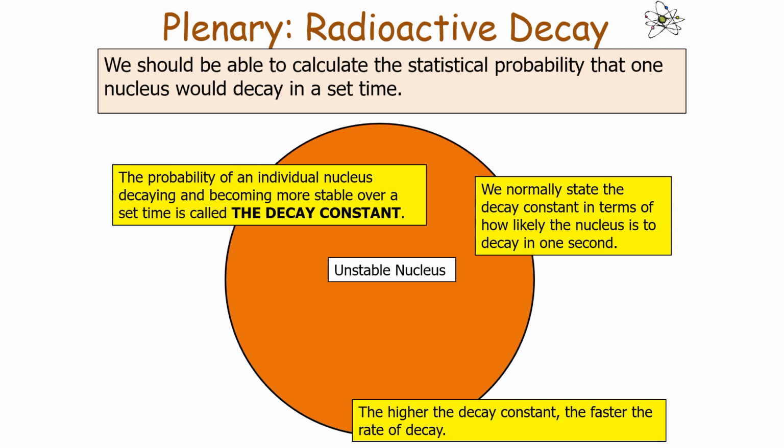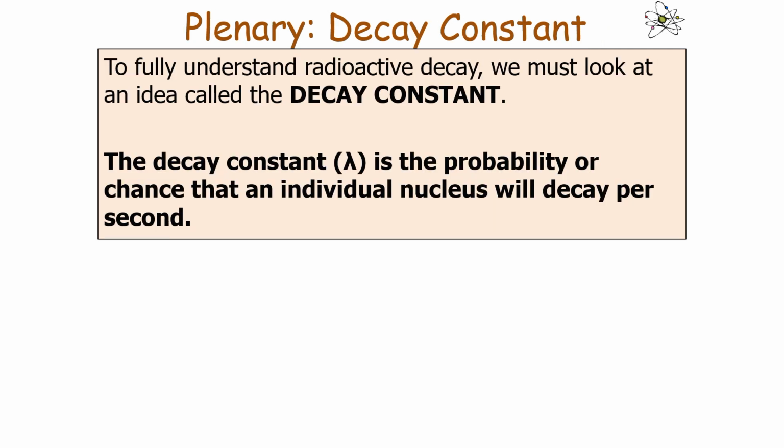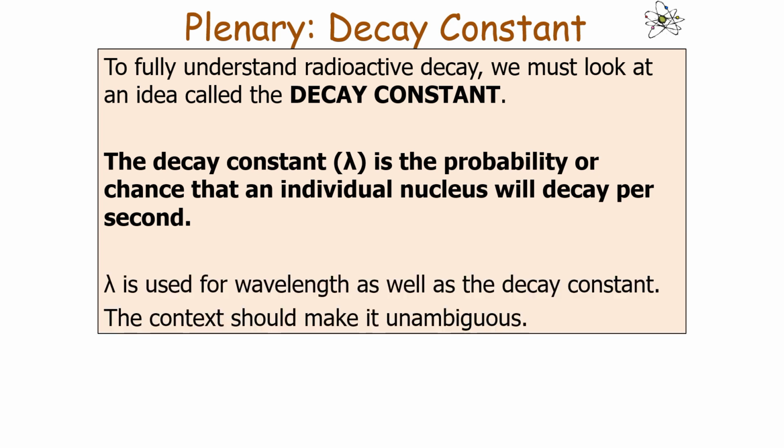Now we normally state the decay constant in terms of how likely the nucleus is to decay in 1 second. So this means the higher the decay constant, the faster the rate of decay. This is also based on random behaviour and probabilities. So to fully understand radioactive decay, we've got to look at the idea of the decay constant. Now the decay constant, which is given the symbol lambda, is the probability or chance that an individual nucleus will decay in a second. Now lambda is used for wavelength as well as the decay constant, but the context it's used in should make it unambiguous.